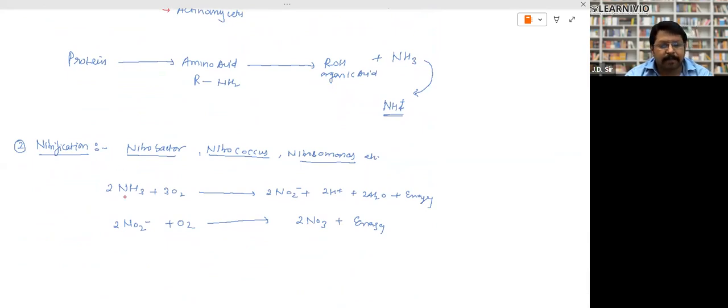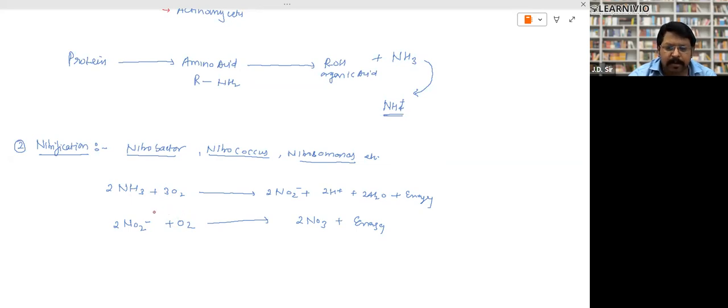This ammonia reacts with oxygen, and formation of nitrite takes place. Nitrite, hydrogen and water, and energy are produced. So these bacteria, with the help of enzyme, oxidize the ammonia, and formation of nitrate takes place. After that, nitrate is again oxidized, and formation of nitrite takes place, right? And energy is produced. So this process is called nitrification, meaning formation of nitrite is called nitrification.